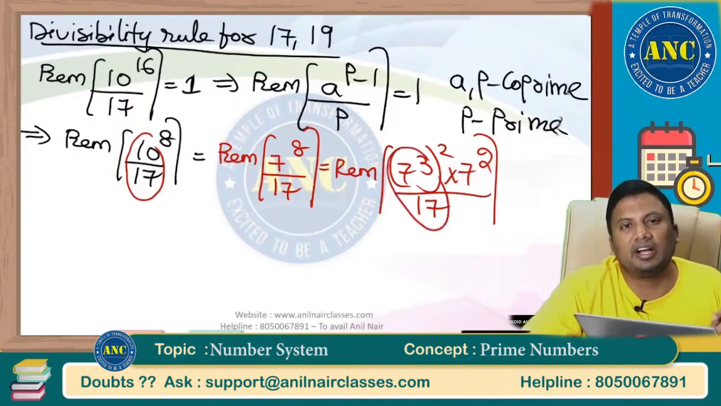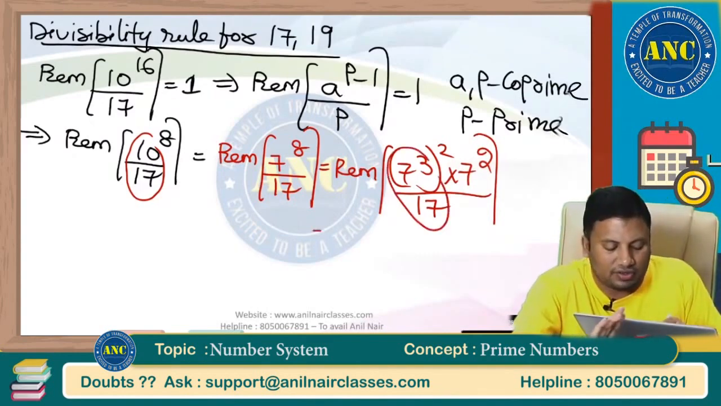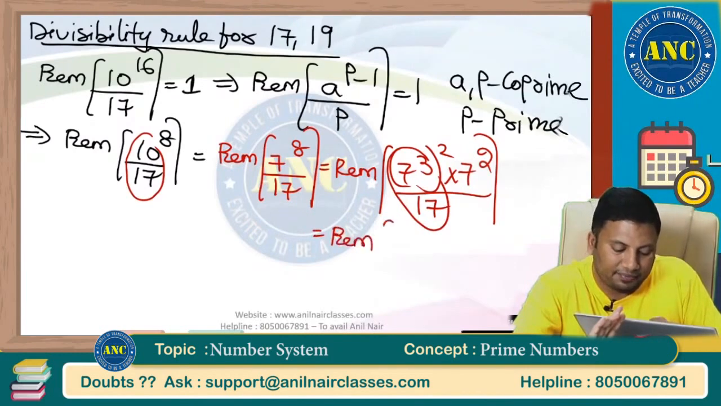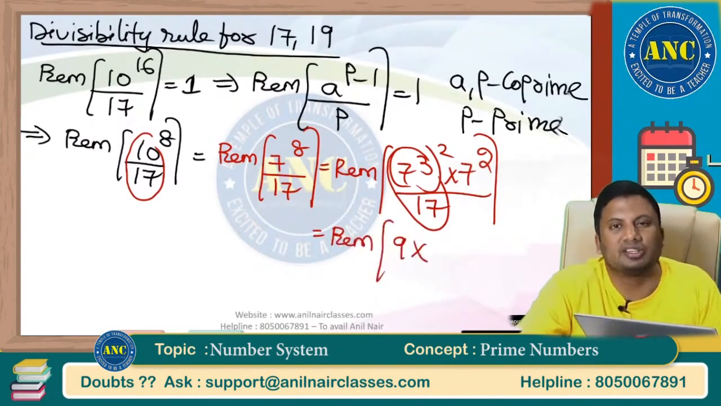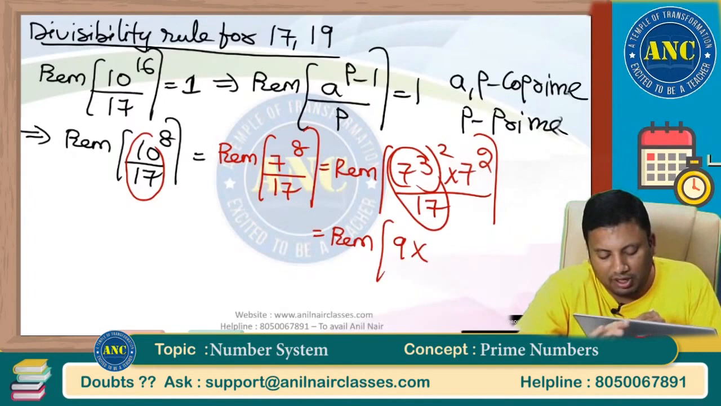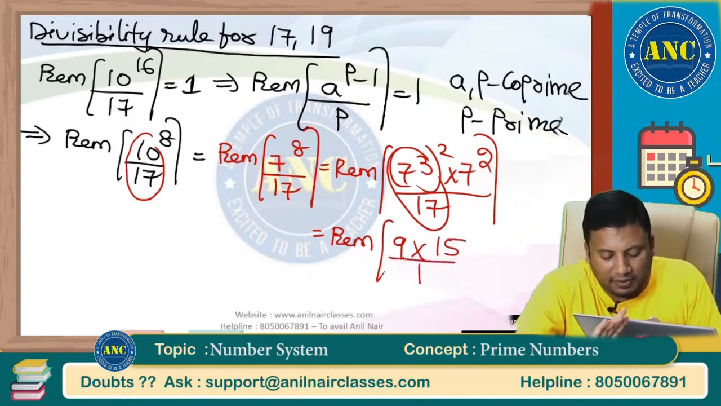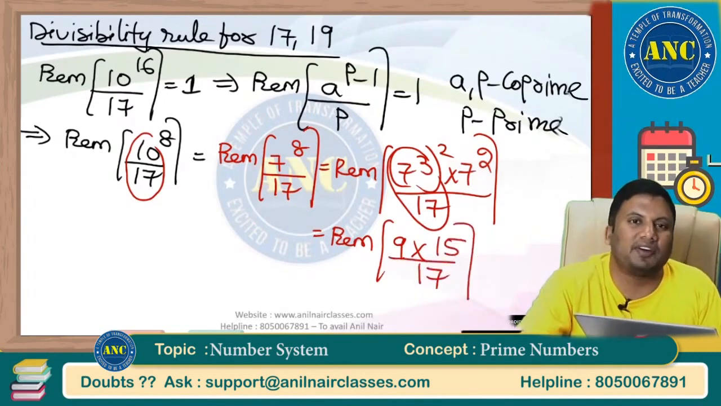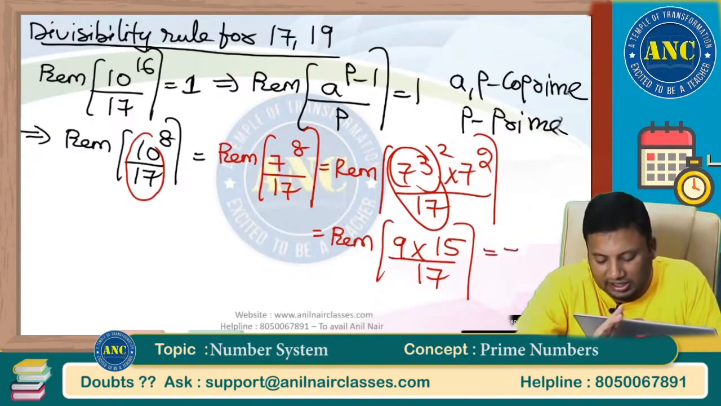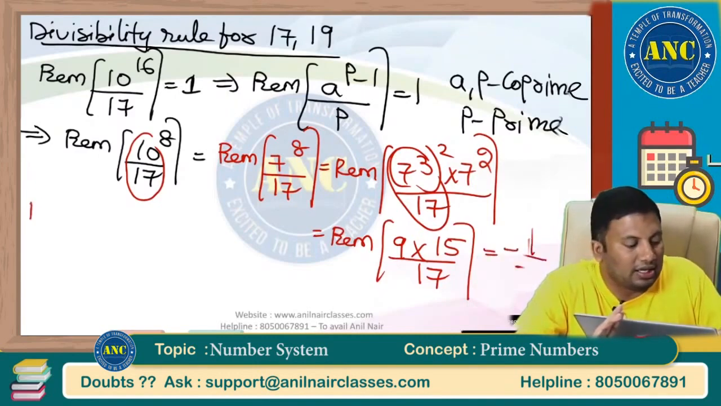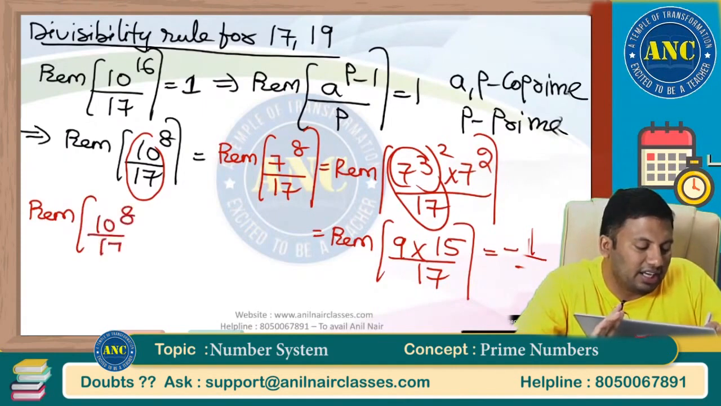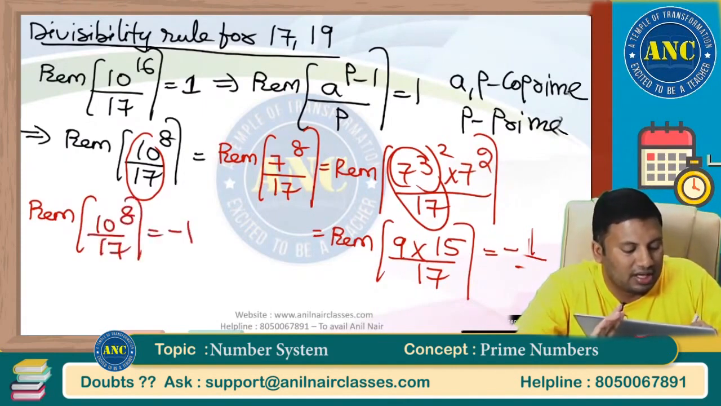7 cube is 343. 17 20s are 340, so the remainder is 3. 3 square is 9. Then 9 times 14, which is 135, divided by 17, is nothing but minus 1. So 10 power 8 divided by 17 is minus 1.